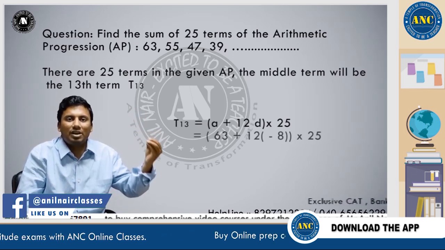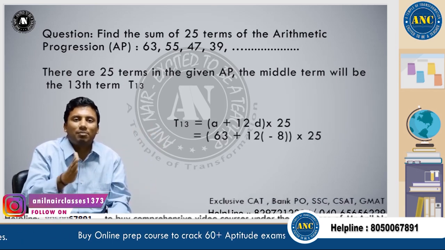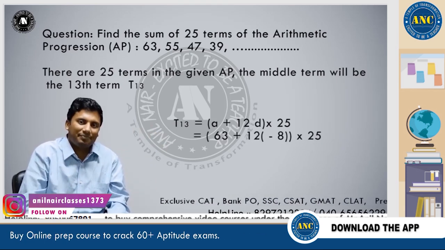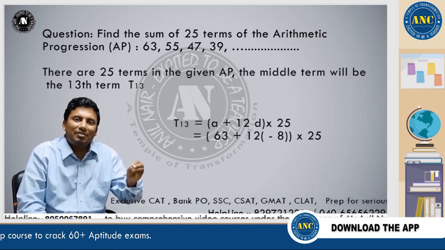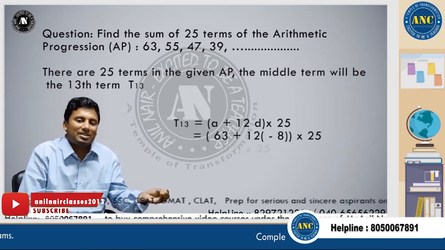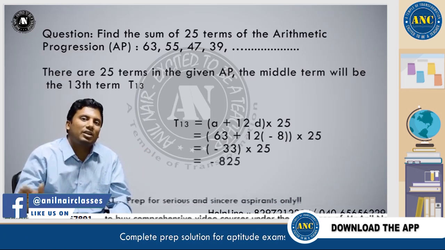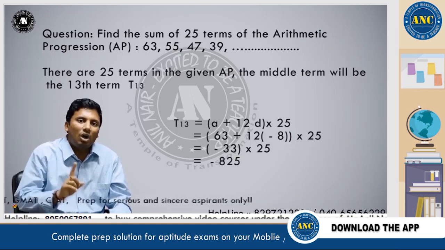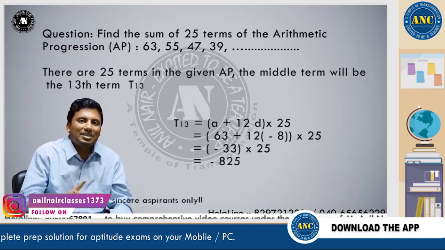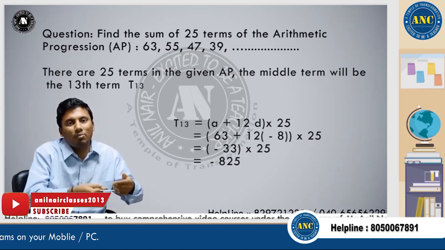63 plus 12 into minus 8 into 25. I will get sum of 25 terms. T13 will be 63 plus 12 into minus 8, it will be minus 33, minus 33 into 25 is minus 825. That is the answer. The objective behind discussing this logical way to find the n terms is to solve multiple problems without applying formulae.